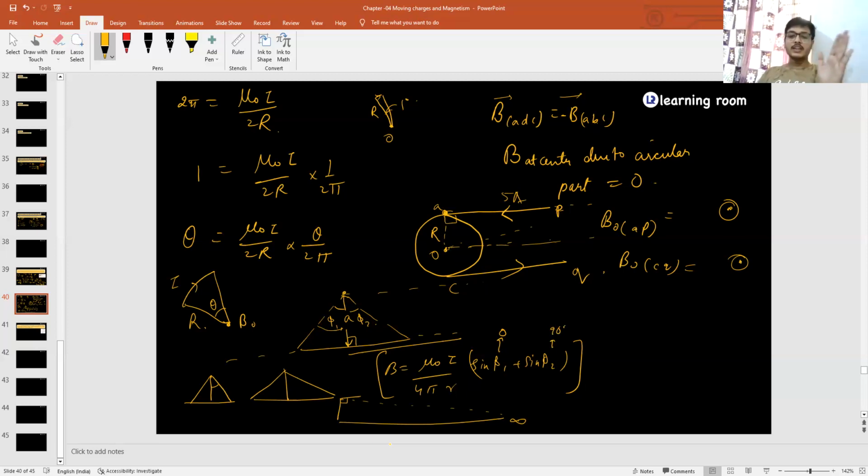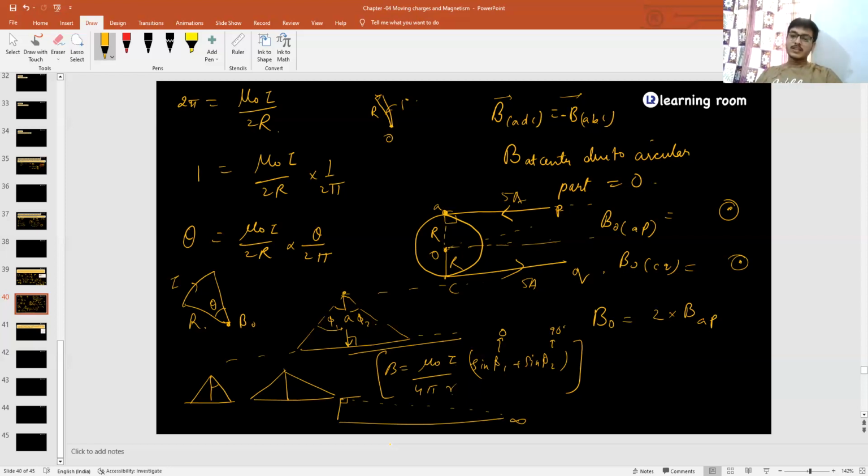Phi1, the left-hand side angle for this particular point, is 0. Phi2 is 90 degrees. Both wires have the same values. The lower part also carries the same current, same distance r, same angles. So you can just multiply. The net magnetic field at center O will be twice the magnetic field due to wire AP or wire CQ.